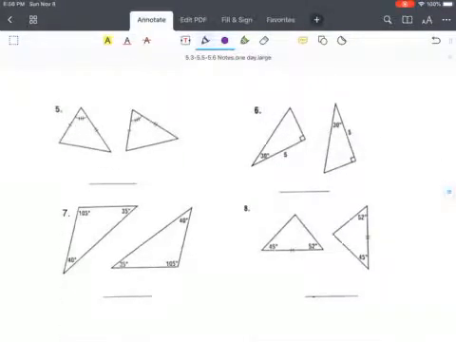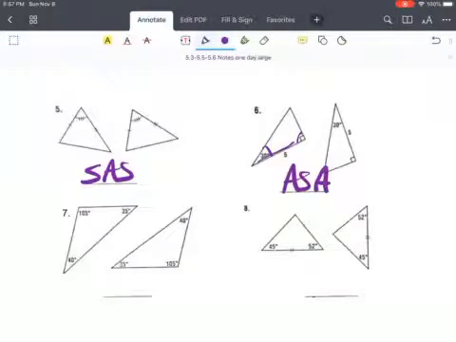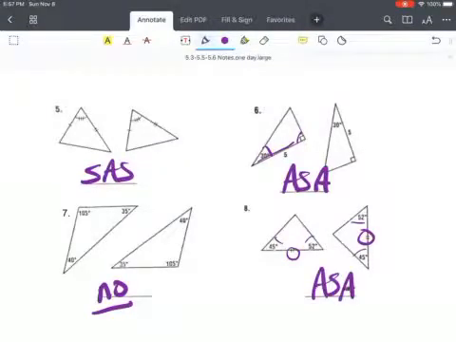Go ahead and take a moment to look at 5 through 8 on your own. Number 5 is side, angle, side. Number 6, although it is a right angle, it is angle and then a side and then an angle. So the side is included between the 2 angles. So that is angle, side, angle. Number 7, I have all pairs of angles marked congruent. That is not enough information to prove triangles congruent. And then number 8, I have a side in between a pair of angles. So that is angle, side, angle.